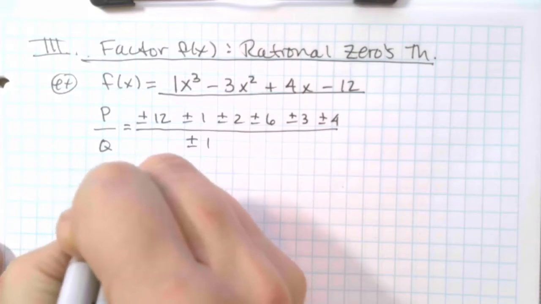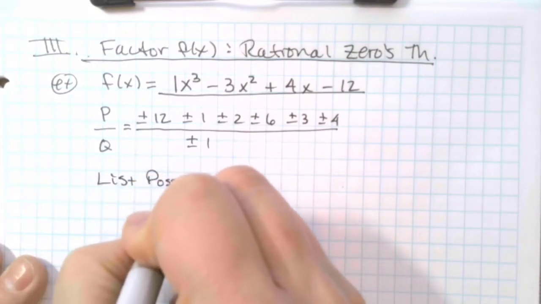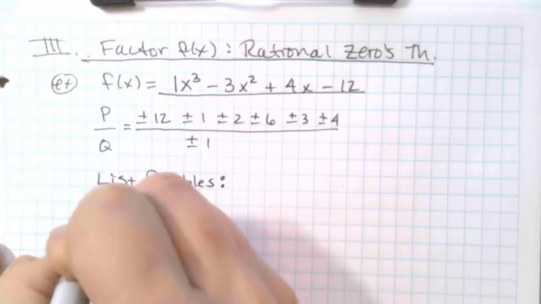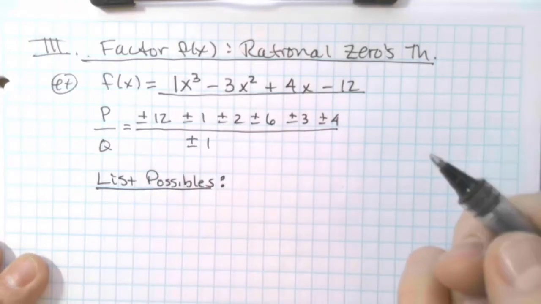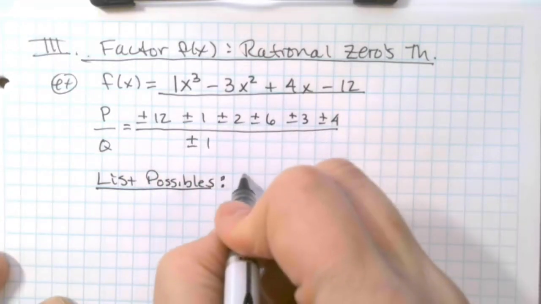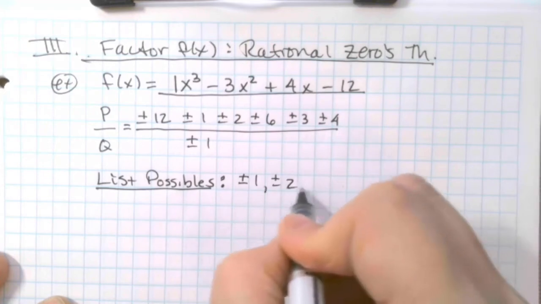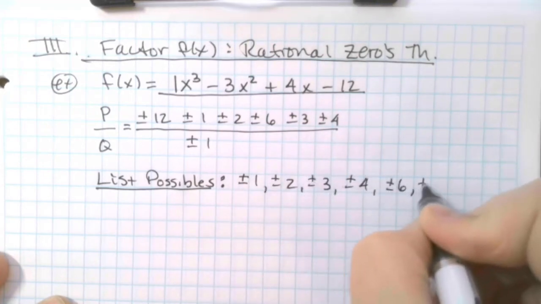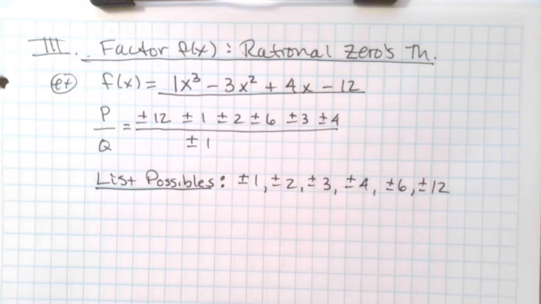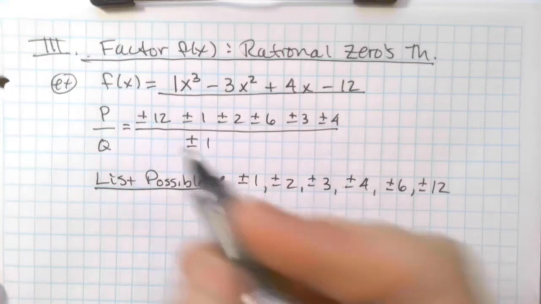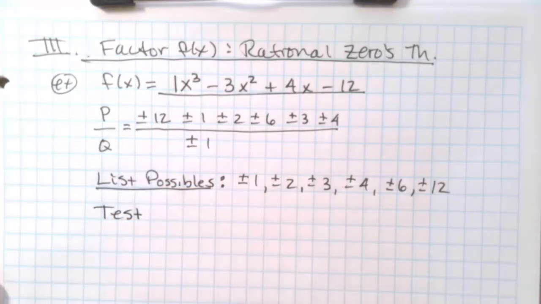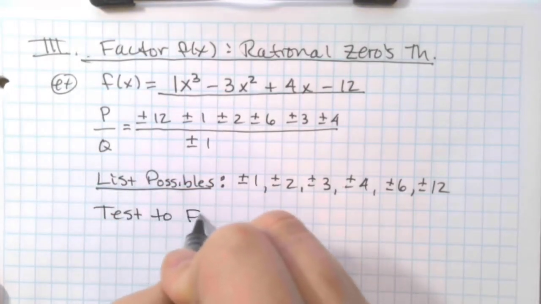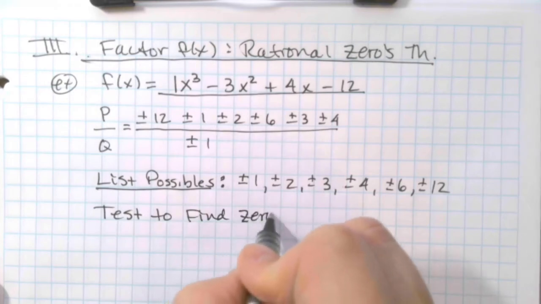So our list of possible zeros is each of these over 1. I'm going to put them in order as long as I'm at it. 1, 2, 3, 4, 6, and 12. There's our possible list of zeros. Okay, so now we're going to test to find zeros.